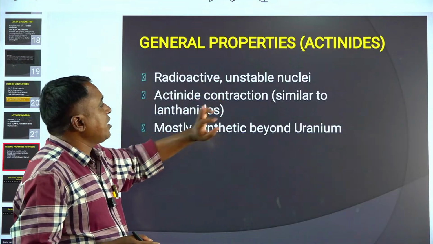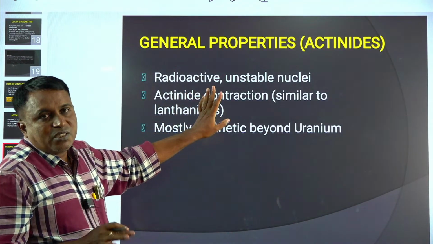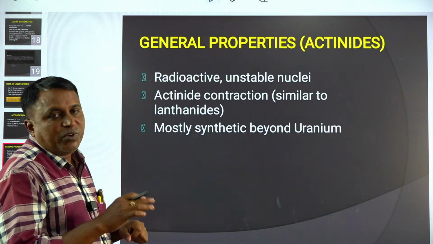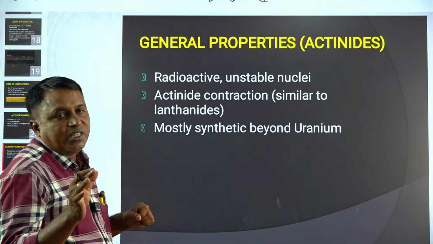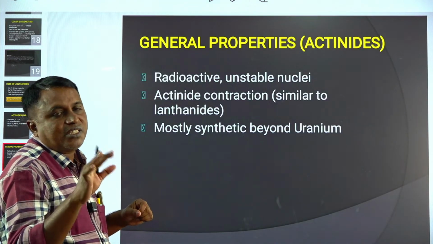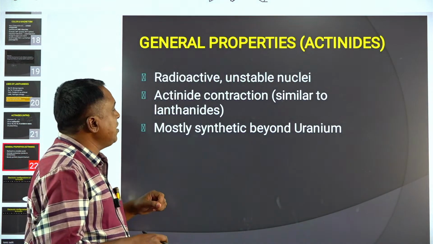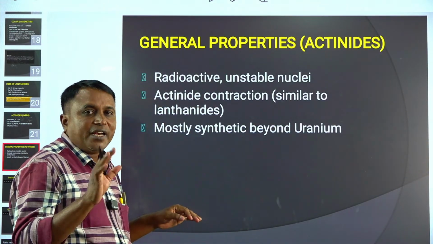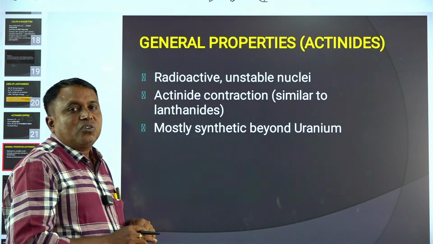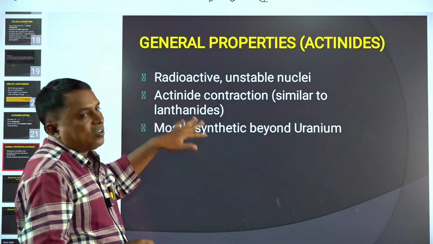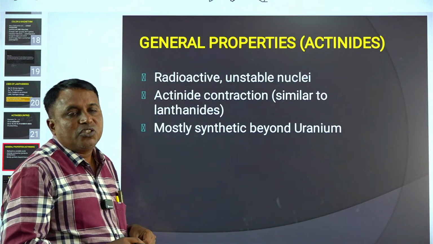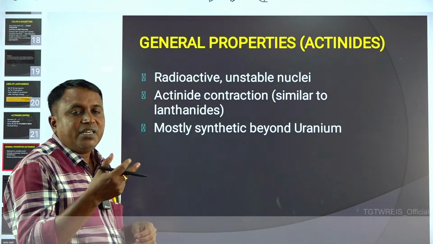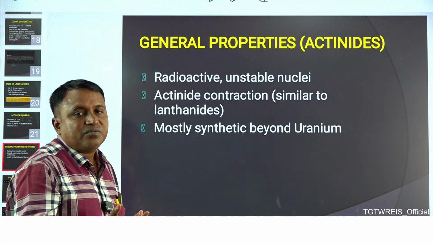Again, most of the actinides are radioactive and have unstable nuclei, and actinide contraction is similar to lanthanide contraction. In lanthanides, atomic radii gradually decrease from the first element to the last element in the first inner transition series. Here also the same thing repeats from thorium 90 to lawrencium 103: atomic radii gradually decrease due to inner 5f. In lanthanides that is inner 4f; in actinides it is inner 5f.